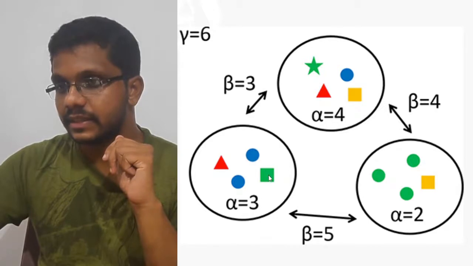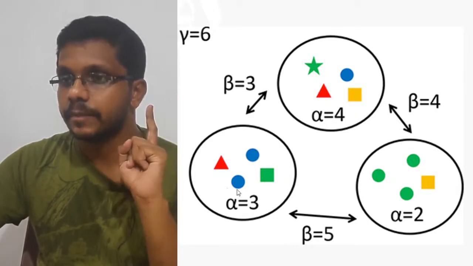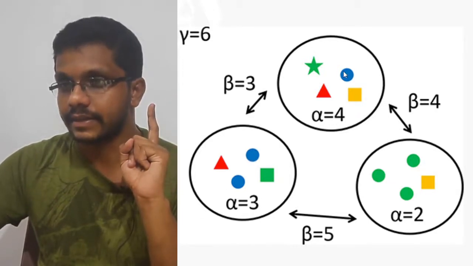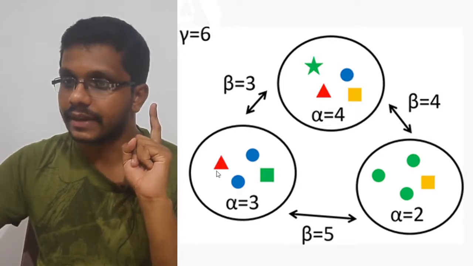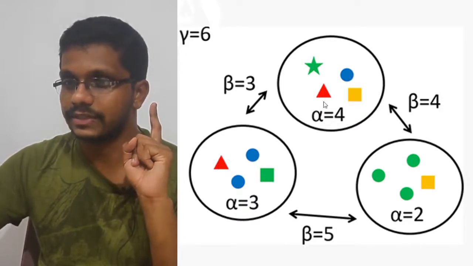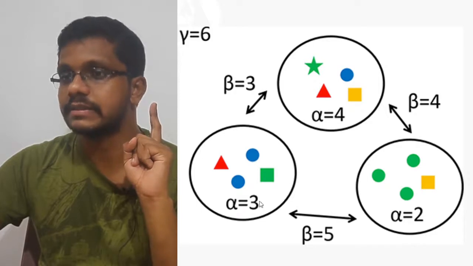Green cube is here but not here, so 1. Blue sphere is here and here, so that's not unique. The triangle is here and here, so that's not unique. So this one has one unique species.